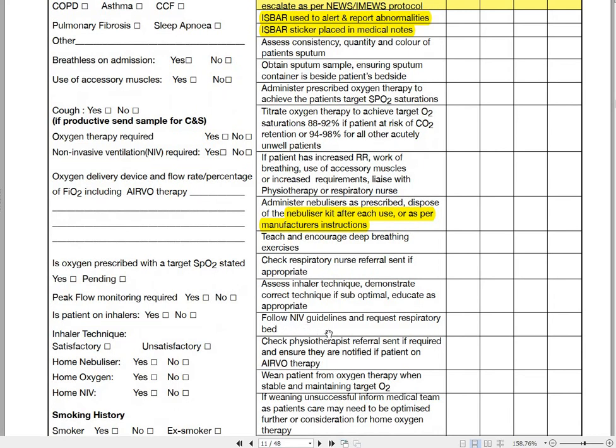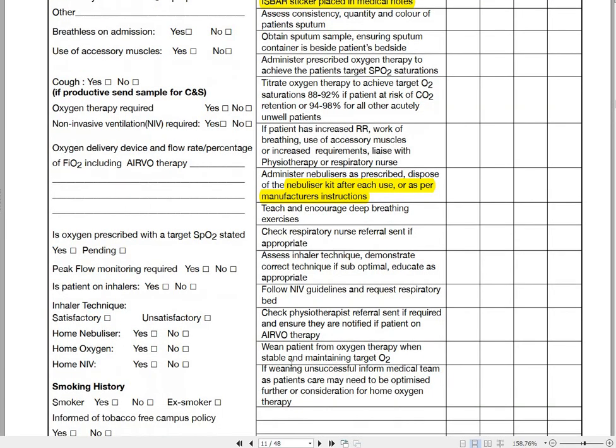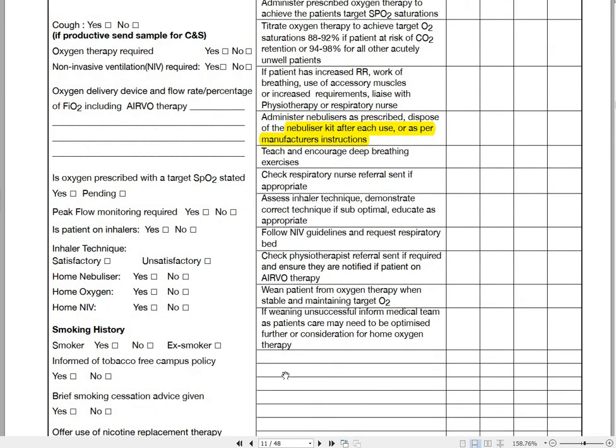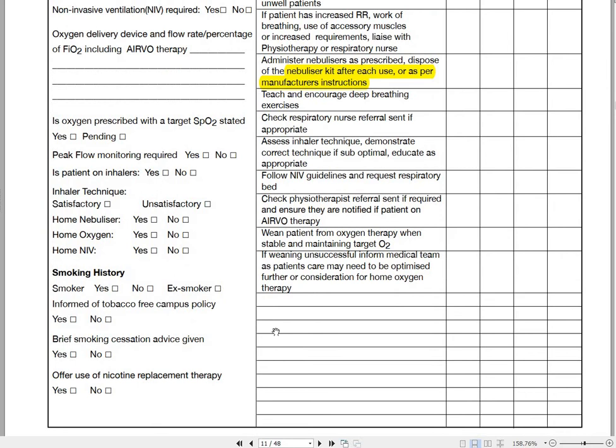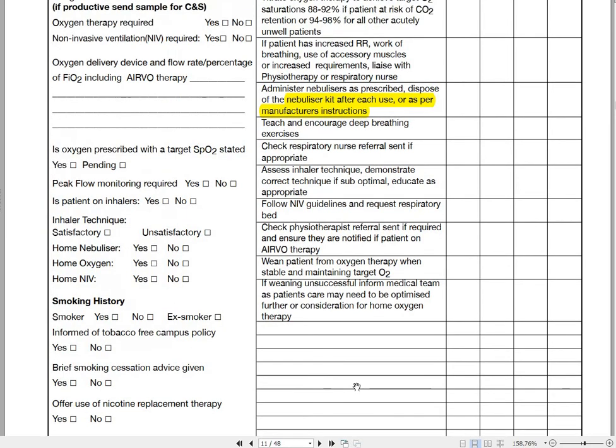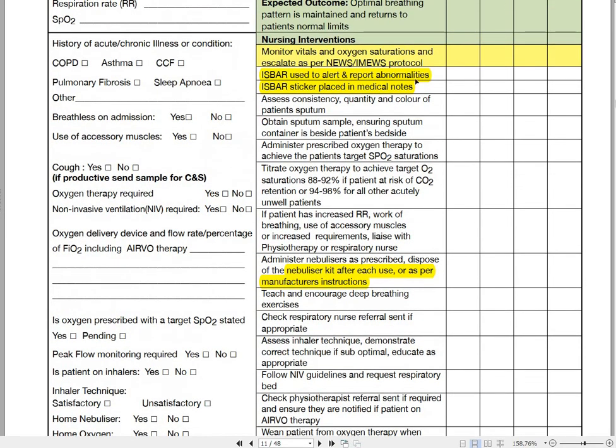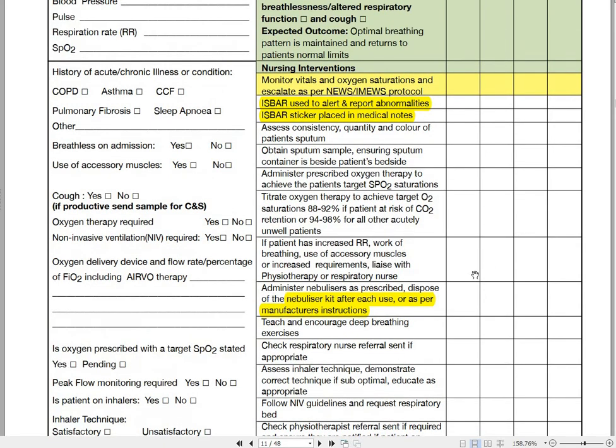Follow non-invasive ventilation guidelines and request respiratory bed. Check physiotherapist referral sent if required and ensure they are notified if patient is on airvo therapy. Wean patient from oxygen therapy when stable and maintaining target O2. If weaning unsuccessful, inform medical team as patient's care may need to be optimised further or consideration for home oxygen therapy. And then you have some blank interventions here that you can write in your own interventions for your patient. Okay, so again, you activate whichever of these interventions are relevant for your patient.